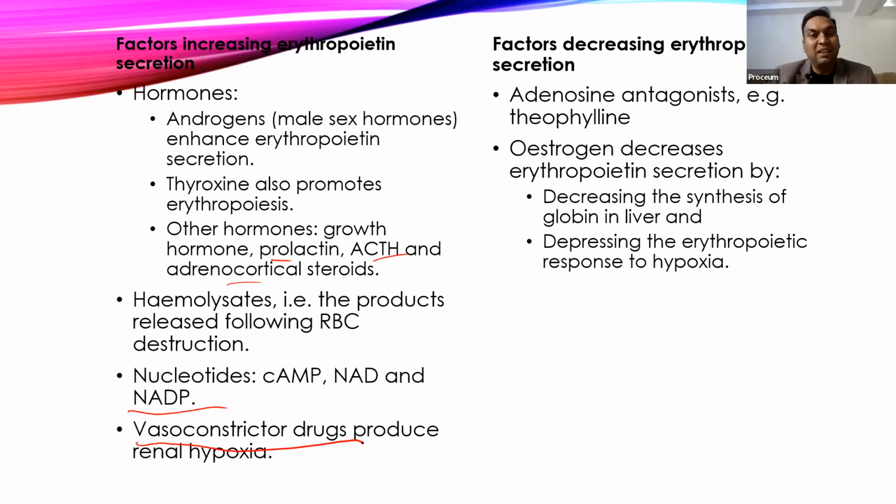Then there are various factors which decrease the erythropoietin secretion. One is adenosine antagonists, like theophylline, which oppose the effect of adenosine. Low oxygen concentration in the body is called hypoxia. Hypo means low, oxia means oxygen. Another condition is called hyperoxia, where there is a high concentration of oxygen in the body. Hyper means high, oxia means oxygen. Okay?